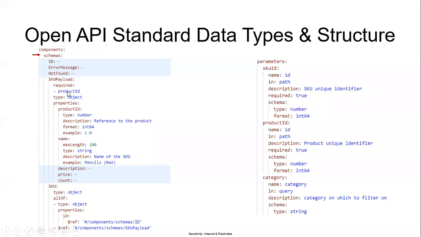Okay, so that payload will have a product ID. Required means mandatory. It will be an object containing some details like product ID. It can be a number, so it is of type number. There is a description which says it is a reference to the product. Like I said, SKU and product are all similar terms.